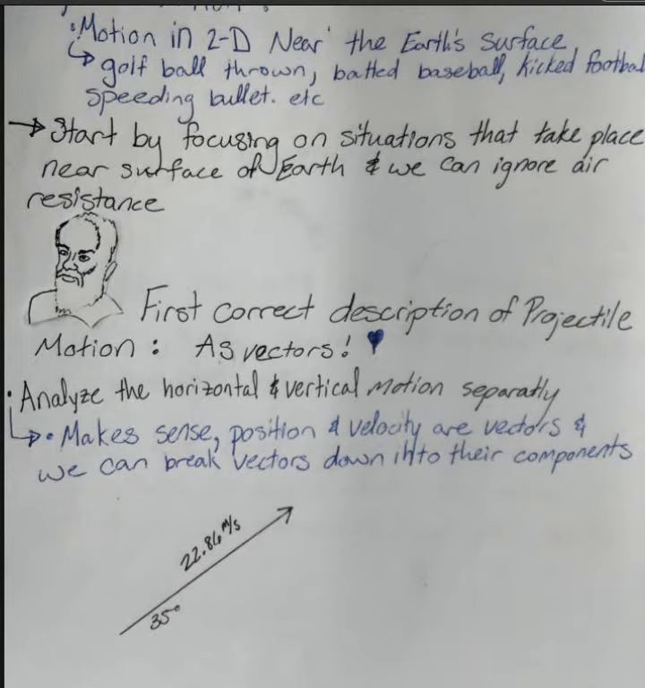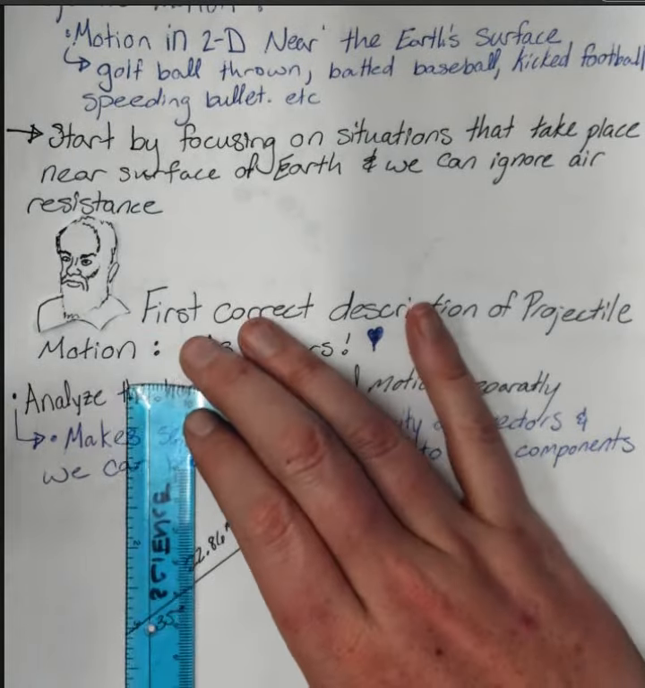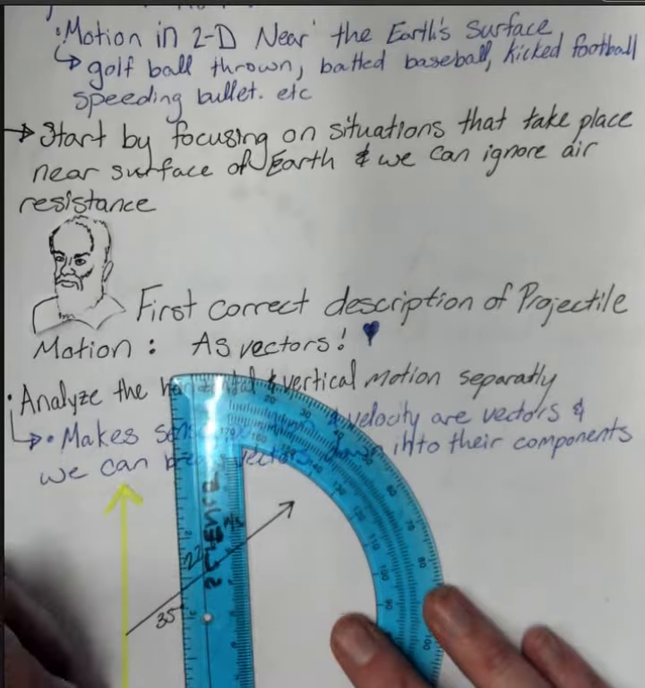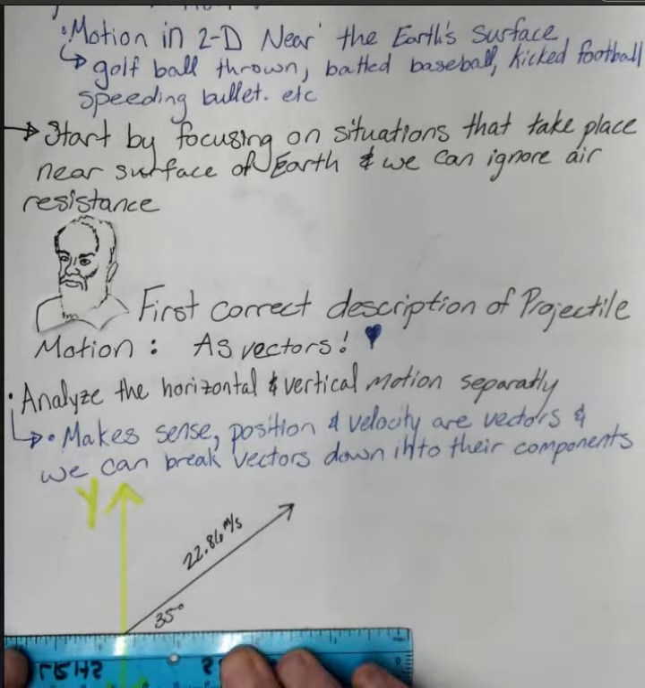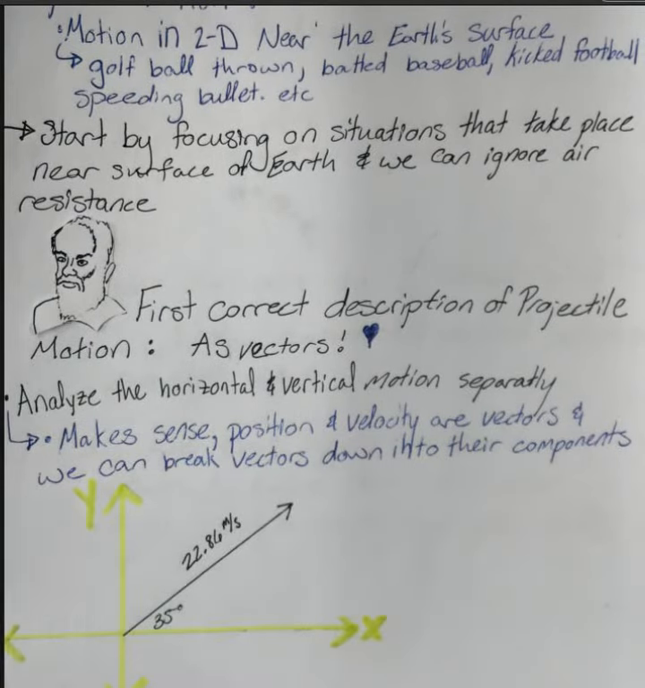All we need to do is set our axes. And when we're looking at projectile motion, we want to make sure to always set our horizontal and our vertical axes so that horizontal is our x-axis and vertical is our y-axis. So I'm going to do just that. All right, this is our y-axis, and this is our x-axis.